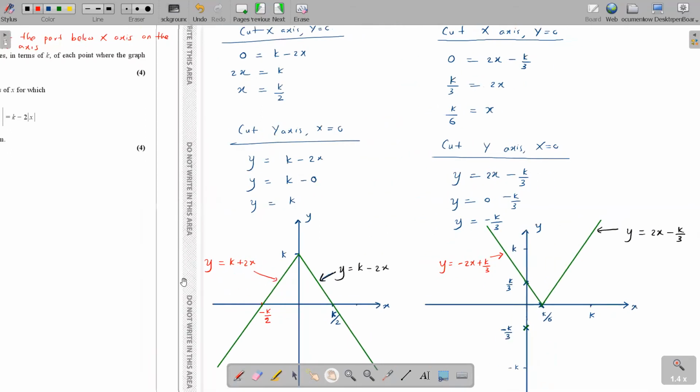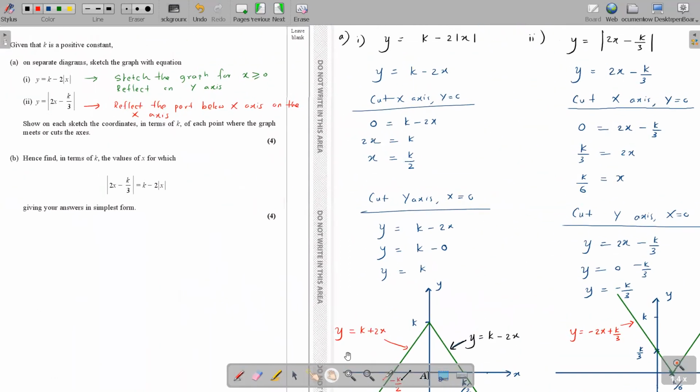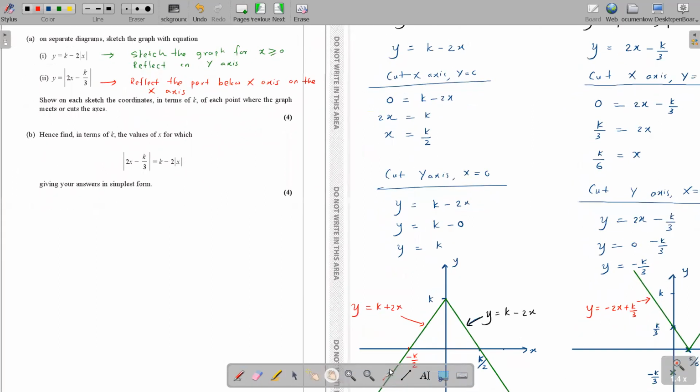Okay, so this is the end of the first part, right? Roman numerals 1 and 2: sketch on each coordinate axis, in terms of k, each point where the graph meets or cuts the axis. We've done that. Now look at part B. This is the part where you should know about all these equations. Hence find means obviously you have to use the help of part A. Hence find in terms of k the values of x for which modulus 2x minus k over 3 is equal to k minus 2 times modulus x.